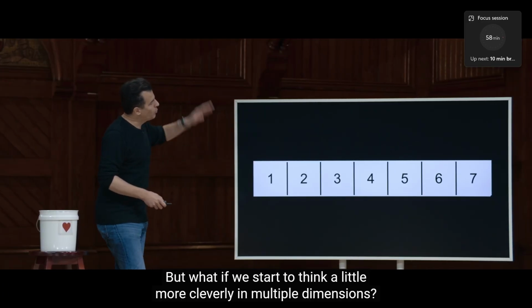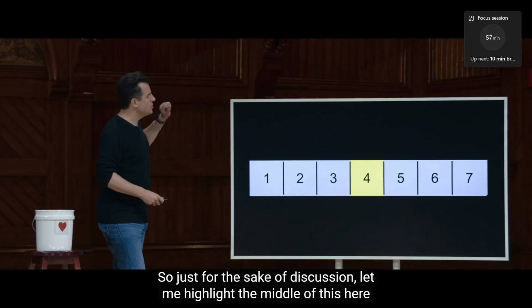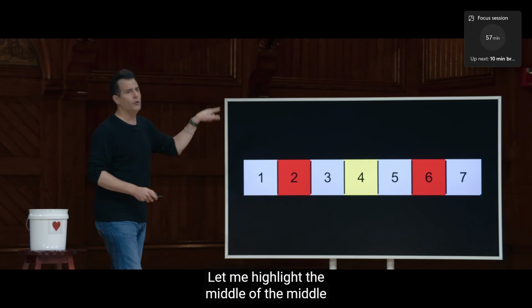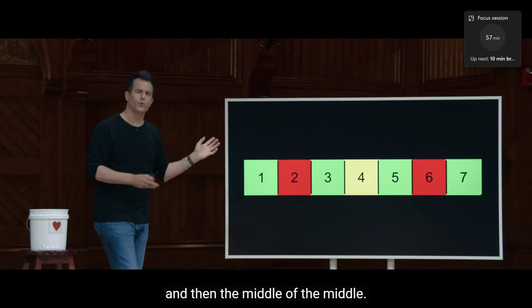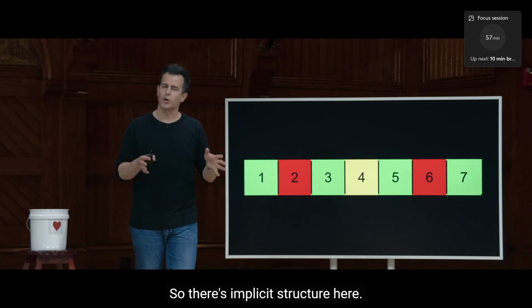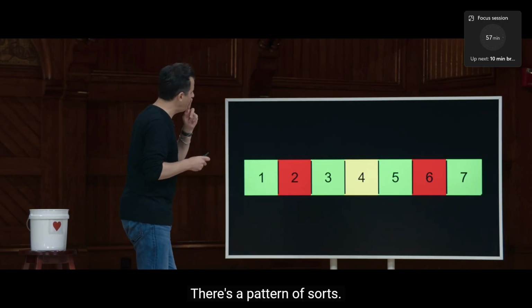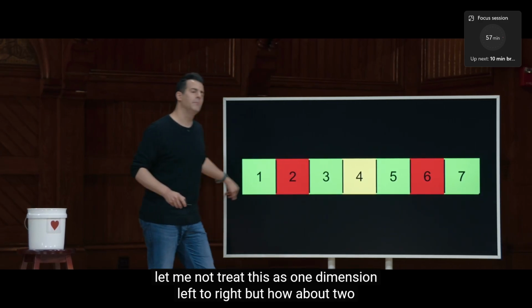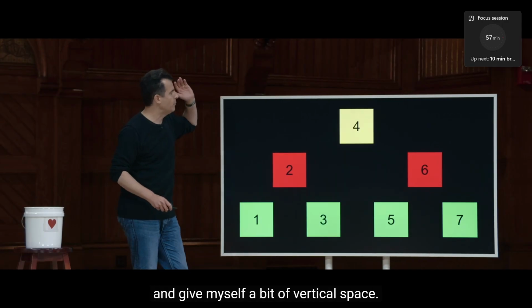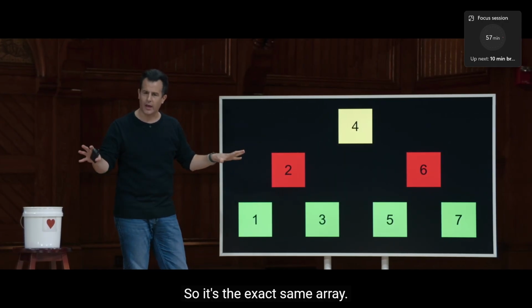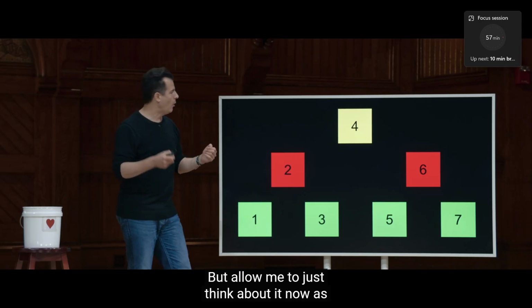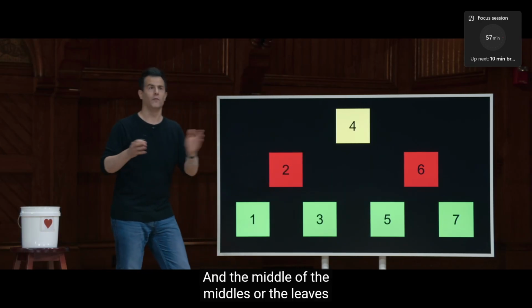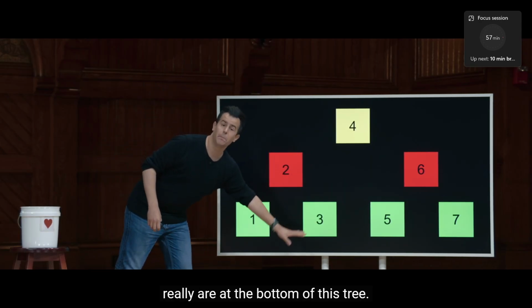But what if we start to think a little more cleverly in multiple dimensions? So just for the sake of discussion, let me highlight the middle of this array here. Let me highlight the middle of the middle, and then the middle of the middle of the middle. So there's sort of implicit structure here. There's a pattern of sorts. And in fact, just to make this more obvious, let me not treat this as one dimension, left to right, but how about two, and give myself a bit of vertical space. So it's the exact same array, but allow me to just think about it now as though the middle element's way up here, the middle of the middles are slightly lower, and the middle of the middle of the middles, or the leaves really, are at the bottom of this tree.